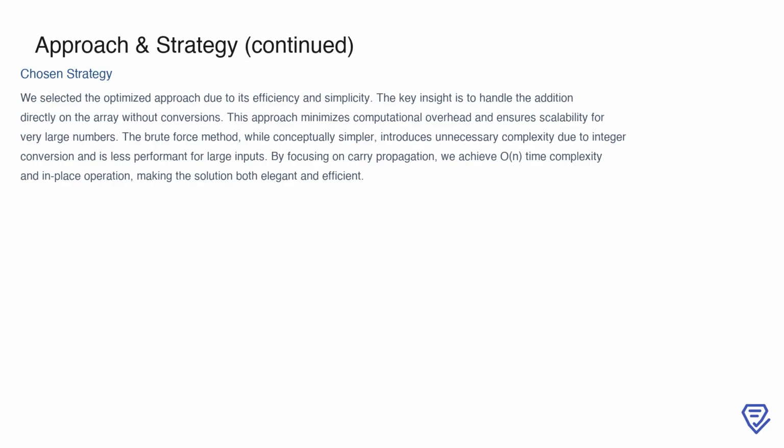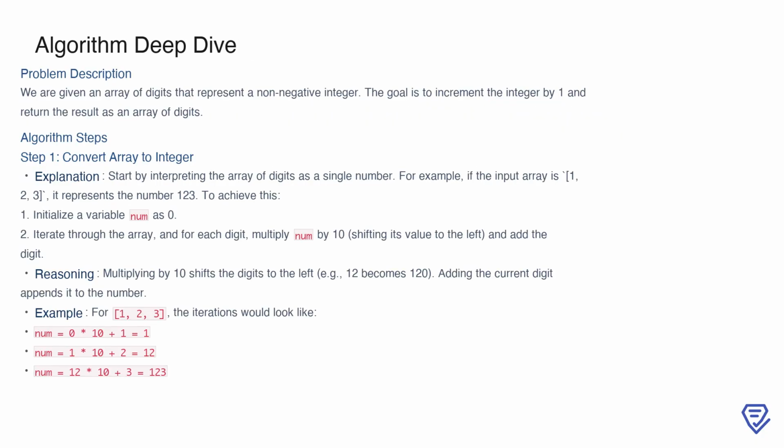To start solving the +1 problem, we need to understand the input and the goal. The input is an array of digits, where each digit represents a single position in a non-negative integer. Our task is to add 1 to this number and return the result as a new array of digits.